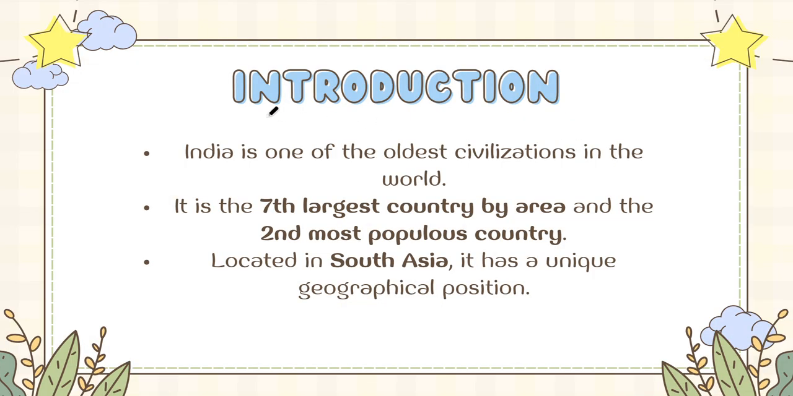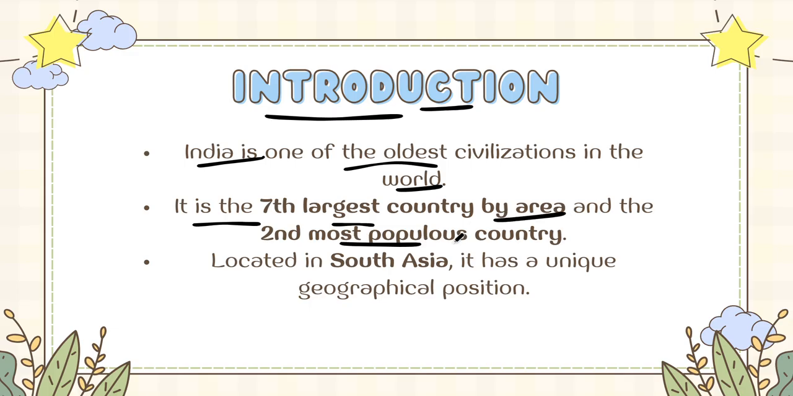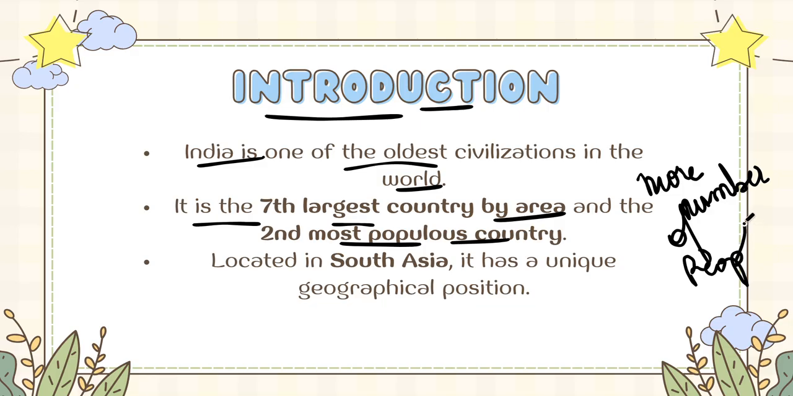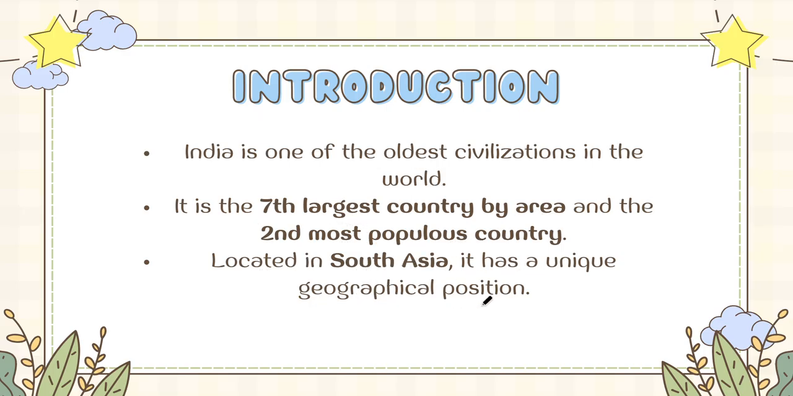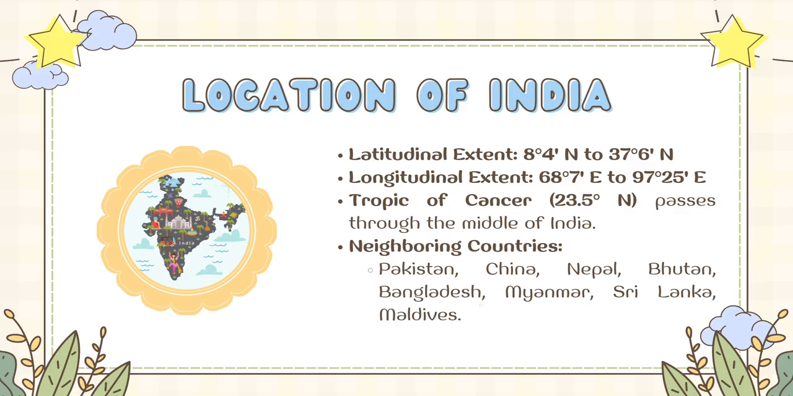First, in the introduction, we can see that India is one of the oldest civilizations in the world. It is the seventh largest country by area and the second most populous country. Populous means more number of people. Largest means the size. Located in South Asia, it has a unique geographical position. So let us come to the next one.